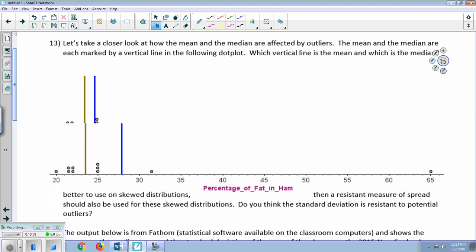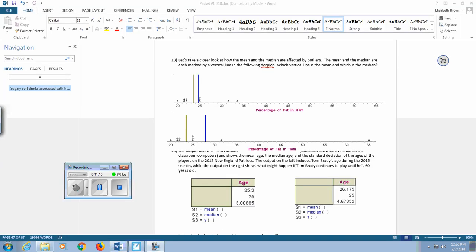So let's take a little closer look. Oh, some of my graph got ruined. Hold on one second. Let me see if I can fix it. Okay, I had to fix our dot plots there. They were getting crunched for some reason.